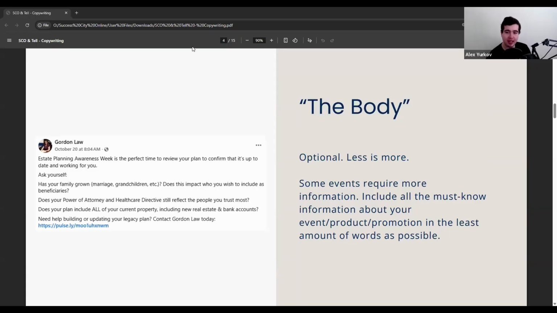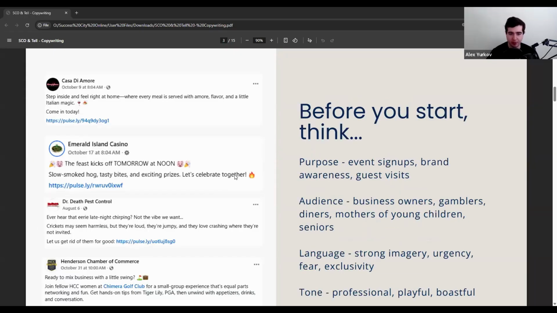Some events require more information. You want to include all the must-know information about your event, your product, your promotion in the least amount of words possible. So I think because of that, it depends on post to post what we want to include here. In this Gordon Law post, there was more to talk about. There were more points that we wanted to hit on, so it was a longer post. In previous ones here, they're much shorter, right? Including this Emerald Island one.